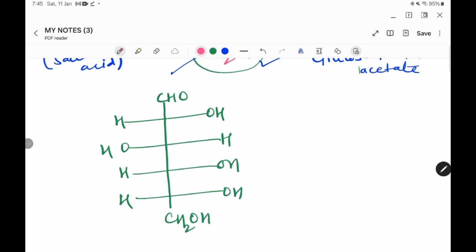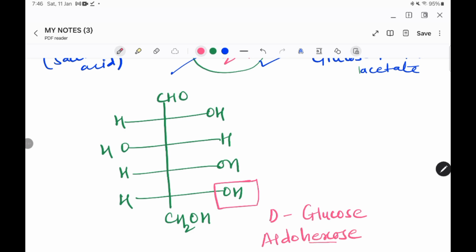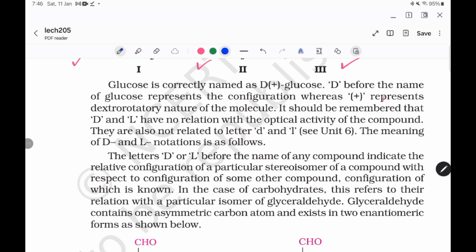Now we've also seen in the previous class that this is a D-glucose because the OH on the last chiral carbon atom is on the right hand side. Glucose is also called aldohexose because it contains an aldehydic functional group and 6 carbon atoms. Glucose is correctly named as D plus glucose, and the D, as we have already discussed, talks about the configuration, whereas the plus stands for the dextrorotatory nature of the molecule, and D and L are completely different.